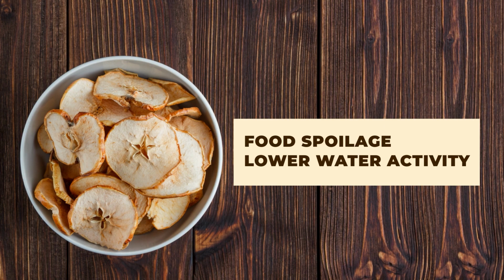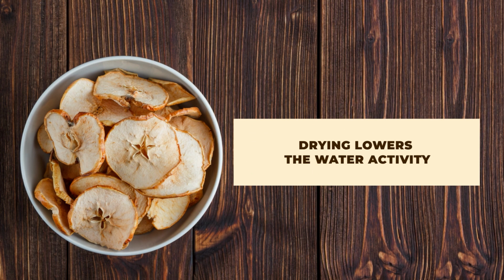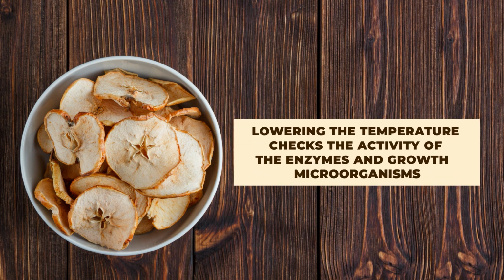So the objective should be that if we want to control food spoilage, we have to lower the water activity. And how can we control it? By drying, by freezing, by sugar or salt. Actually, when we add salt or sugar to something, it will control the free water. It will not be available and it will become bound. Similarly, drying also lowers the water activity. And lowering the temperature during freezing checks the activity of enzymes and the growth of microorganisms.